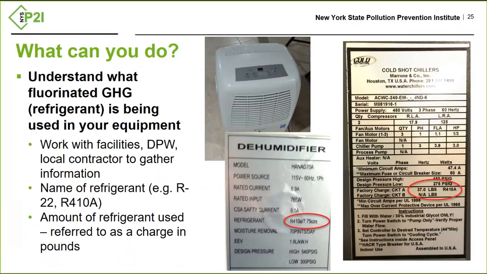Now oftentimes if you have a prepackaged system like the dehumidifier shown here in red, it shows what the refrigerant is and how much it has. And then the picture on the right is from an industrial rooftop chiller operating at a brewery that we recently worked with. And you can see that one has 37 pounds of R410A in the circle on the right.